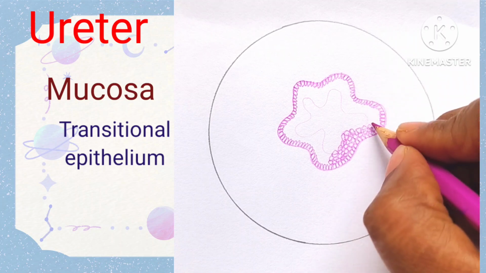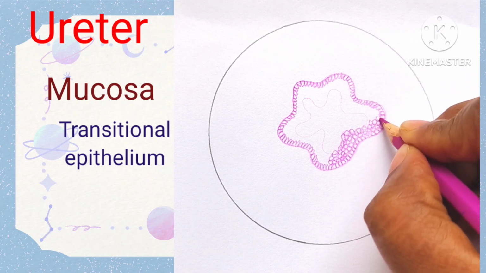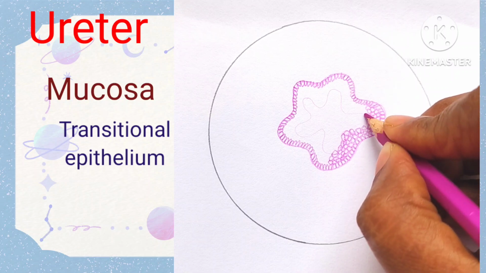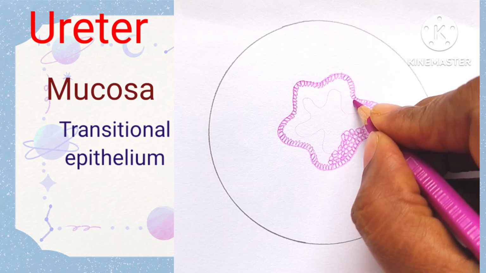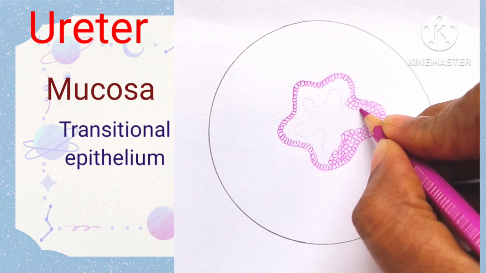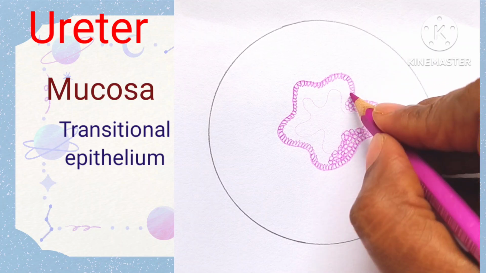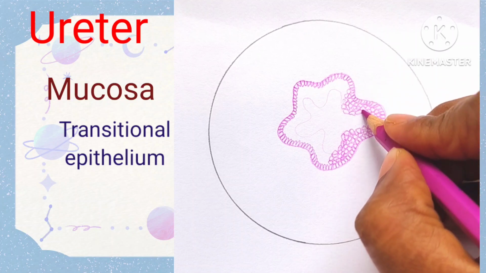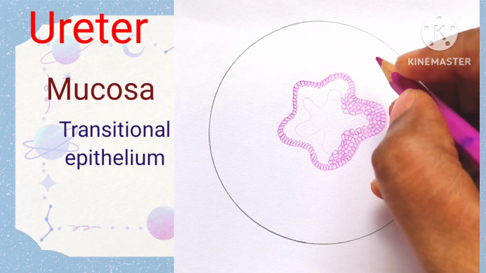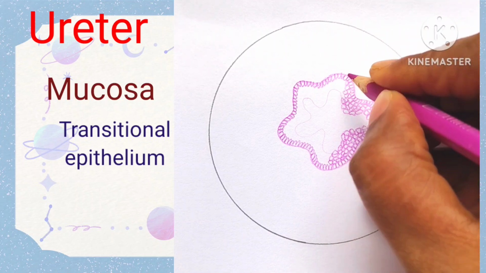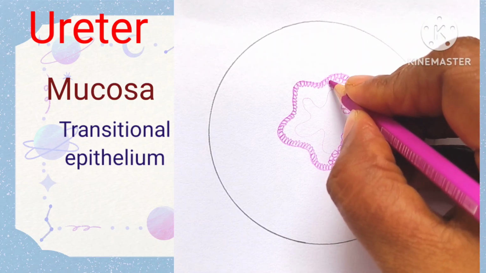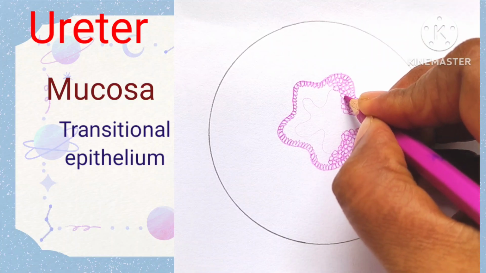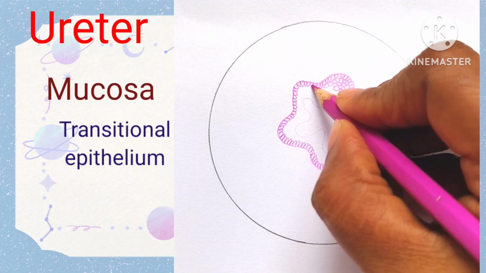Then in the final stage, we'll get a star-shaped lumen. In some places you have to draw 3 layers of polygonal cells, in some places 2 layers, but on the outermost lining you'll get a star-shaped lumen. The topmost layer should be bigger cells, almost like umbrella shaped cells. Don't go beyond that light color outline.